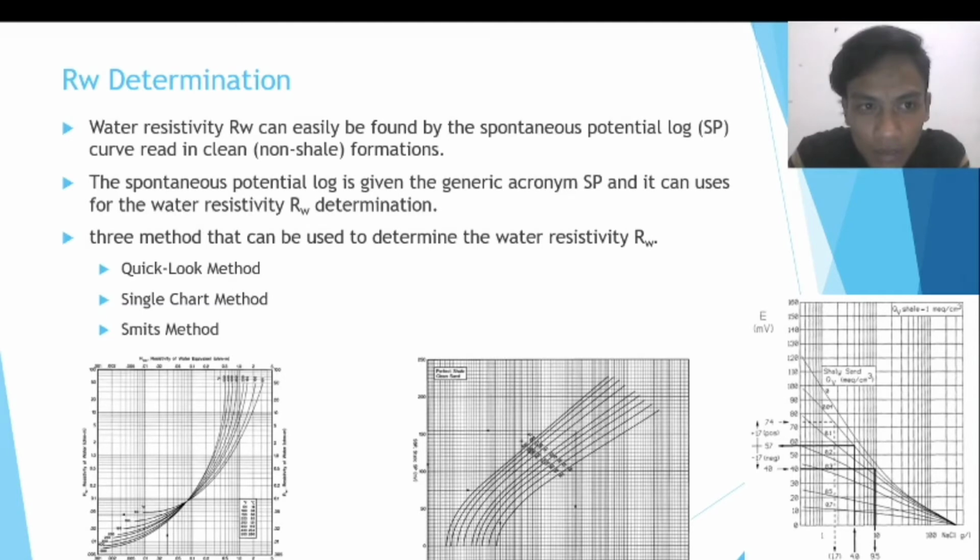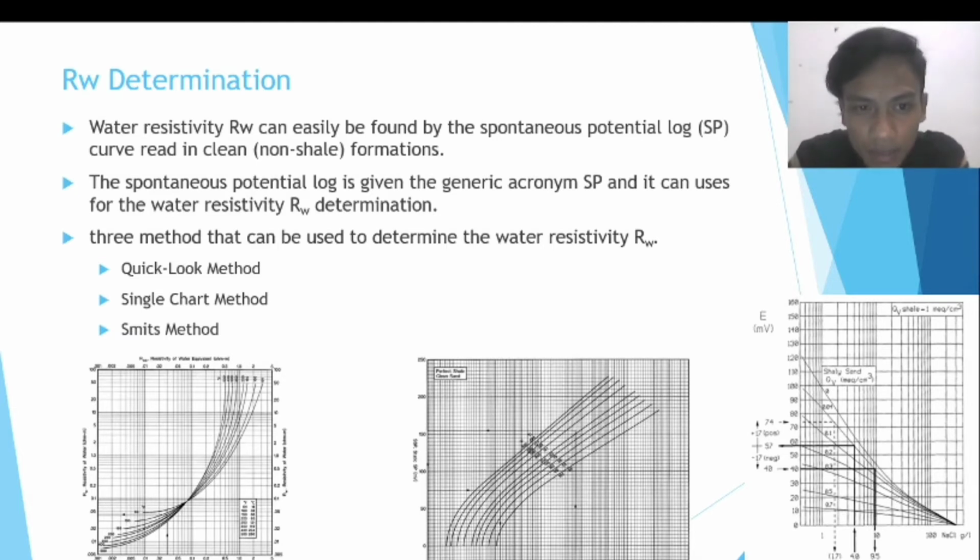I will continue about water resistivity determination. Water resistivity can easily be found by the spontaneous potential log (SP) curve read in clean formation. The spontaneous potential log is given the generic symbol SP and it can be used for water resistivity determination.